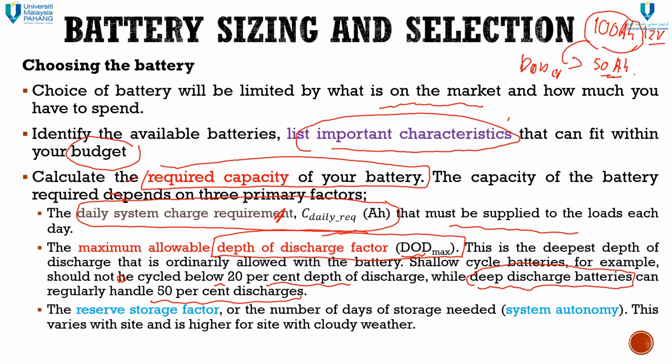Even though we buy the battery of 100 Ah, I'm talking about the deep cycle lead acid battery, it can only discharge up to 50% or 60%, which means that if we have the battery of 100 Ah, then the maximum safe discharging is 50 Ah, half, based on the DOD written in the data sheet.